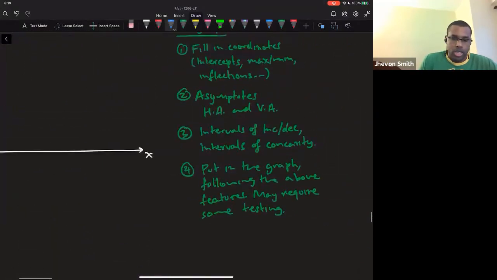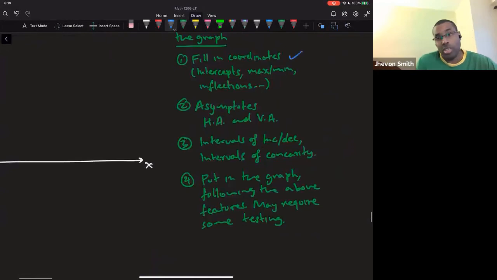So I just finished the first thing. I put in all the coordinates I have. We had intercepts, which was the origin. We also had a maximum point, which is also the origin. We did not have any minimum points. We did not have any inflection points. So all the points, I just filled them in.